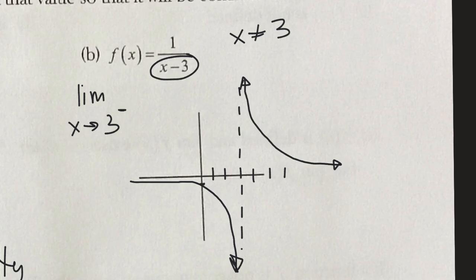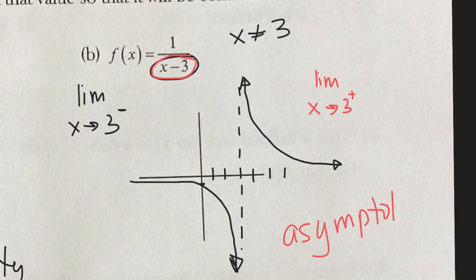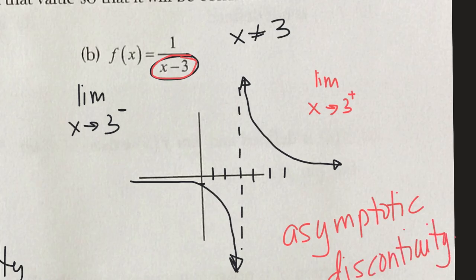Okay? And then if you plug in the limit as x approaches 3 from the right, that would mean like 3.1. Your denominator is a positive number, so it goes up to positive infinity. So here we have an asymptote. This is a true asymptotic discontinuity. There's so many vowels in there. Discontinuity.